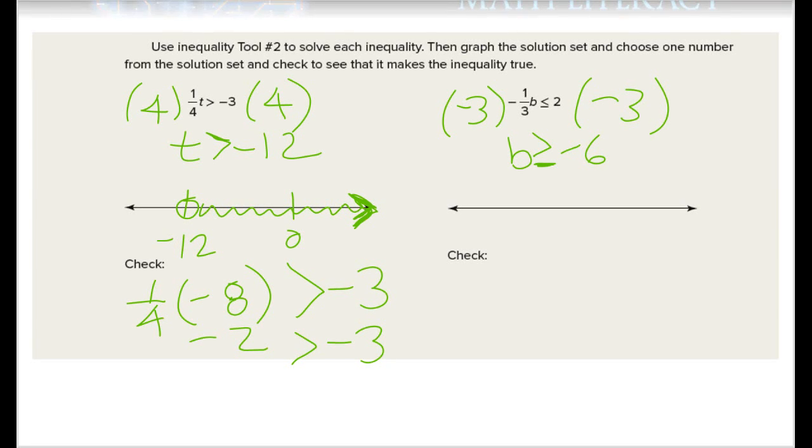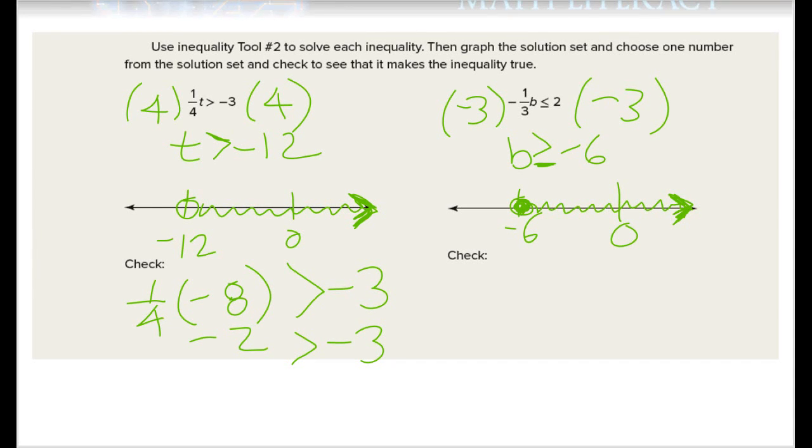And then for our graph, we have our 0, and we have our negative 6. And we want to say greater than negative 6. So we make the fat line to the right, including all the numbers that are greater than negative 6. We want to say it could be equal to negative 6. So we fill in the dot.